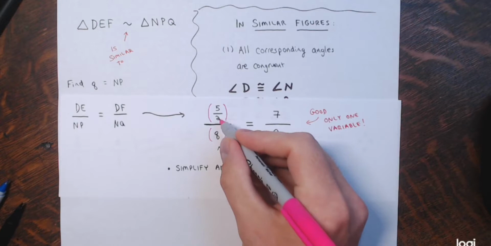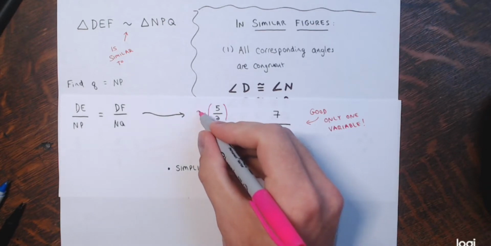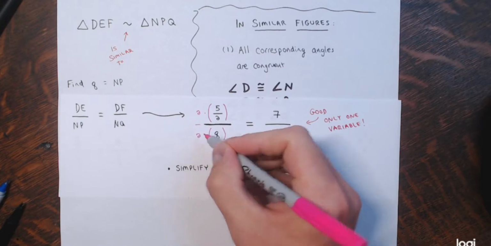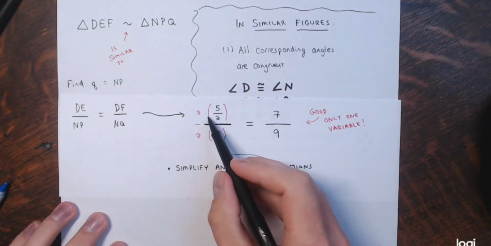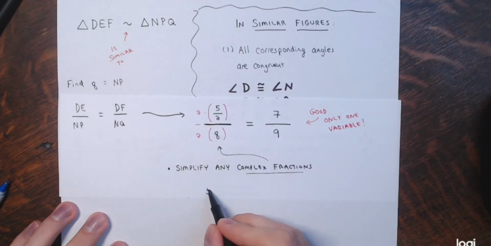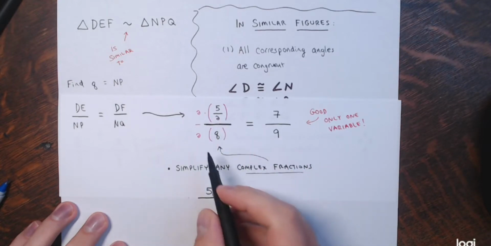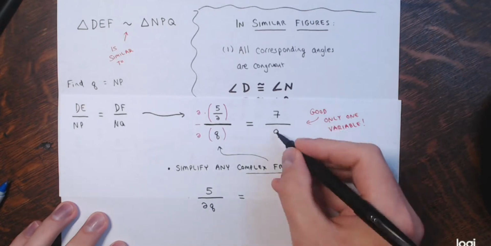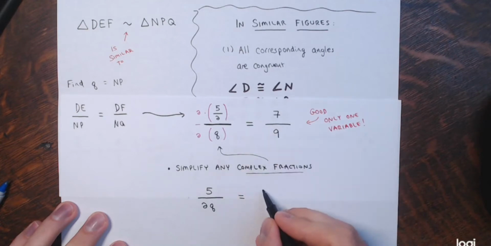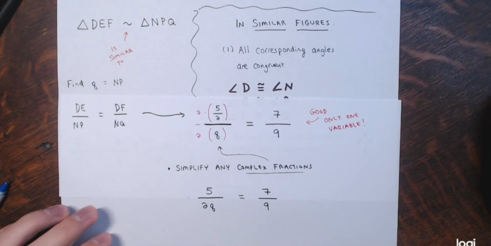Now there's only one denominator here, and that's 2. So I'm going to multiply the numerator by 2 and the denominator by 2. And that'll cancel that 2 in the numerator. So I have 5 in the numerator over 2 times q in the denominator, equals, and then the right side is not a complex fraction, right? It's just a simple fraction, a single fraction, 7/9. Okay.